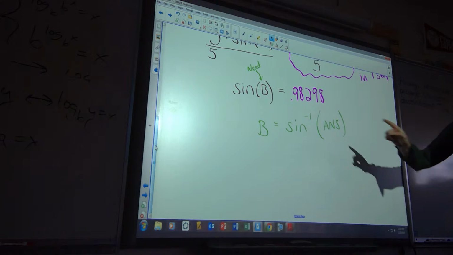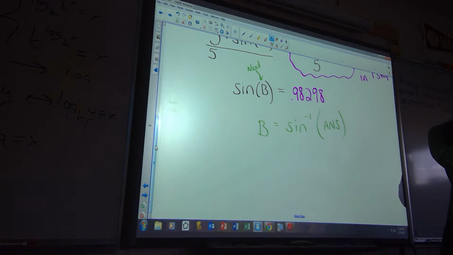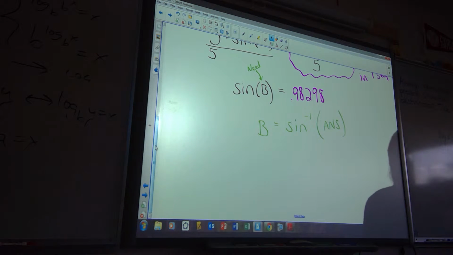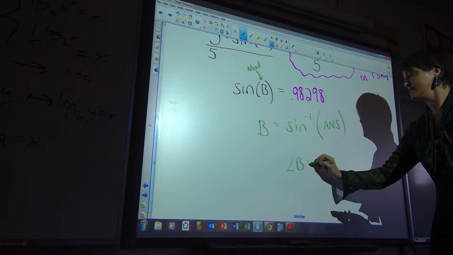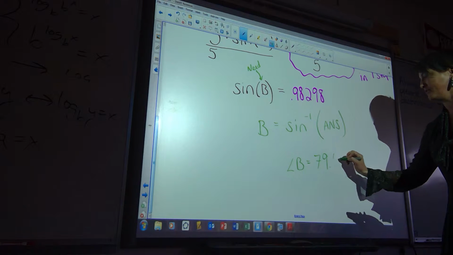So try that. Otherwise, you can type this in. Yours just might be rounded, so you might get a little rounding error. If I do second, inverse sine, and then the answer, on these calculators it's on the little negative button. If you do second, answer, ANS, I get 79.41. So angle B is 79.41.